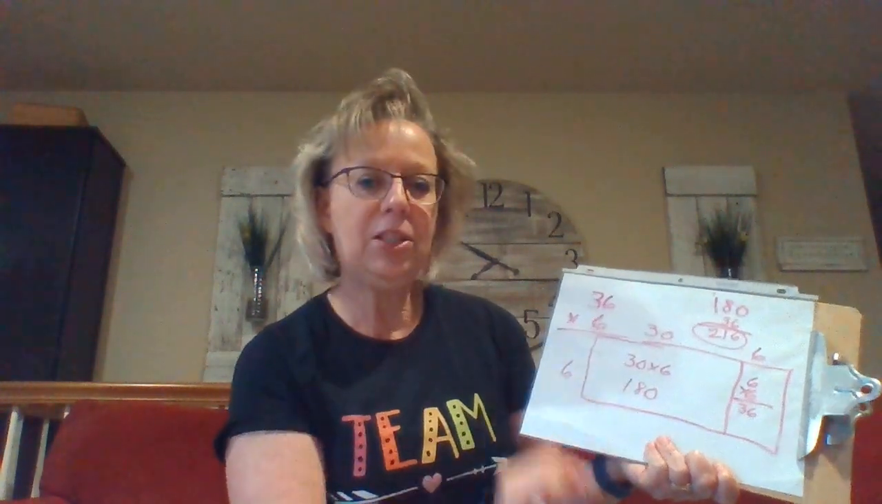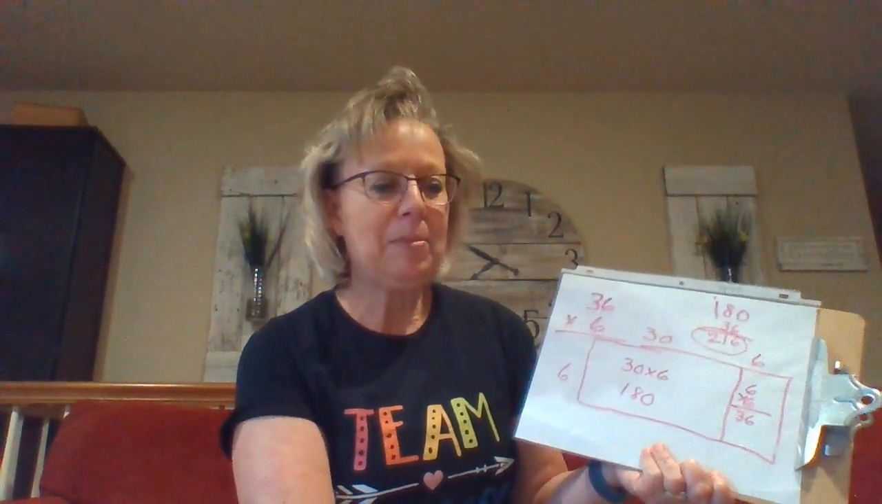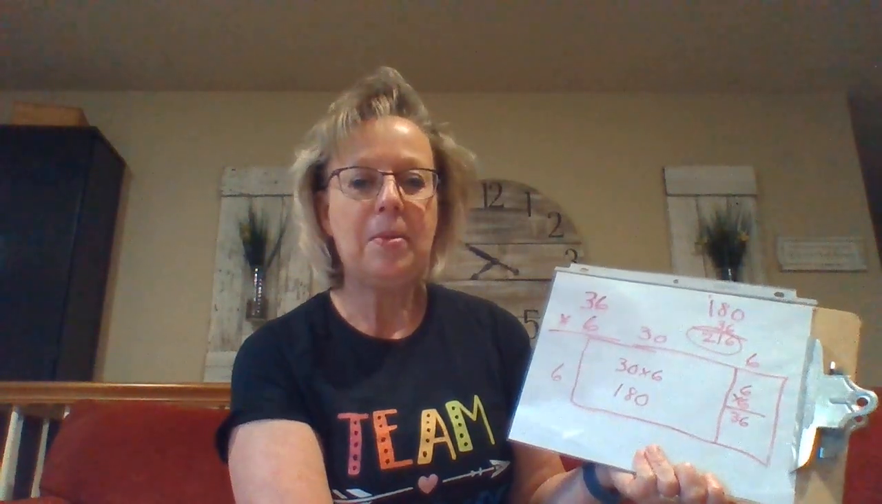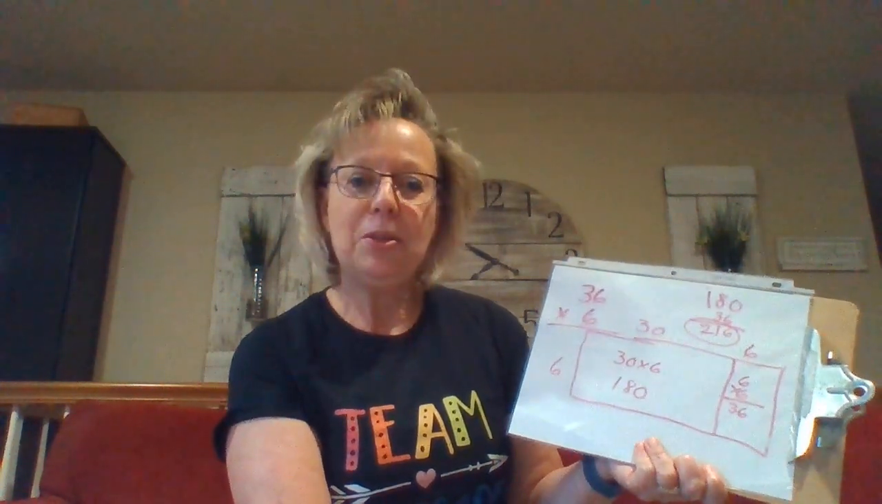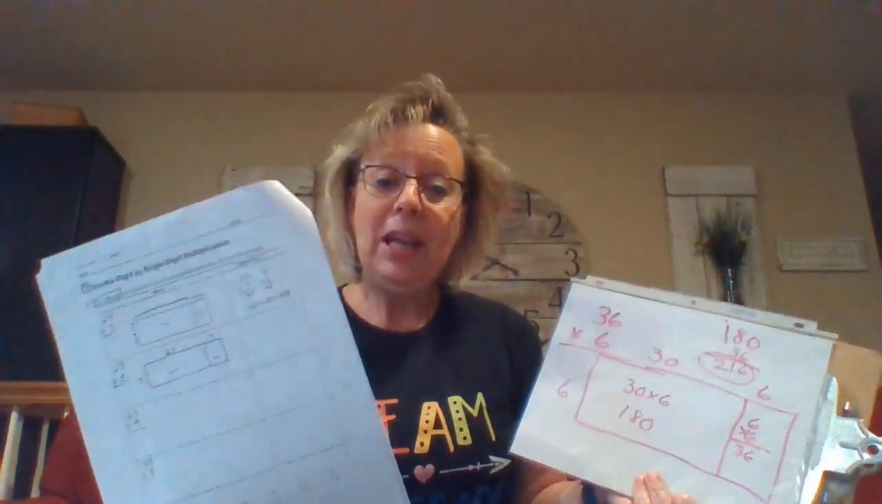This 6 is my dimension on the side. I'm using my multiplication facts. I'm multiplying 2 by 1 digits, and I'm also multiplying by multiples of 10. So that's your second page.